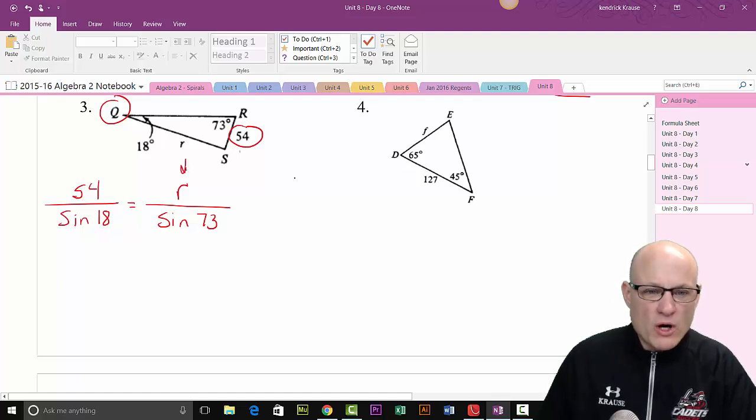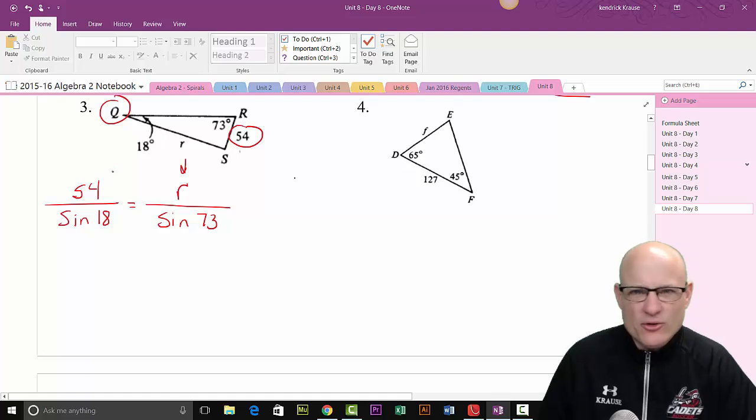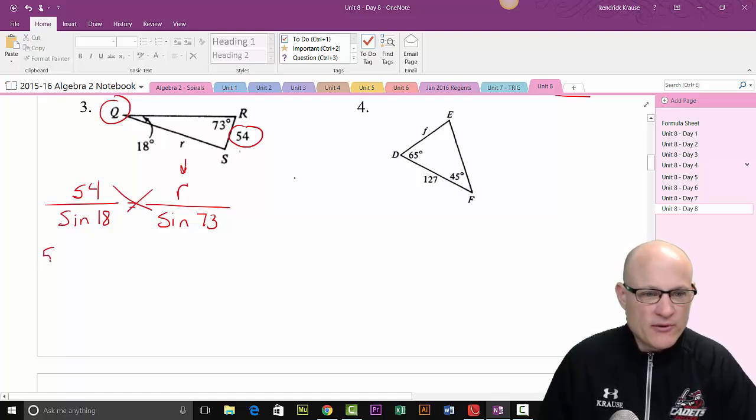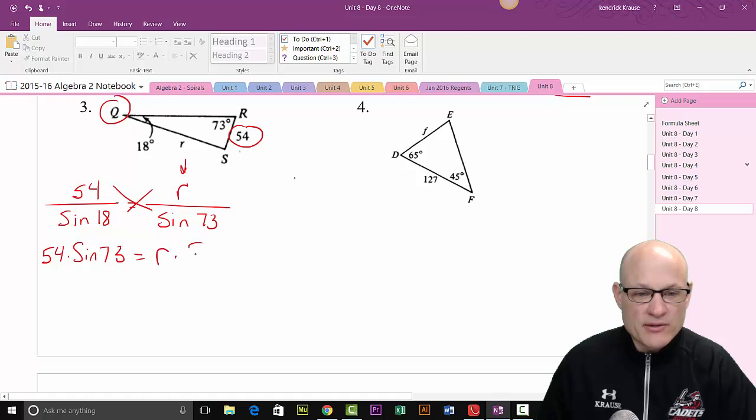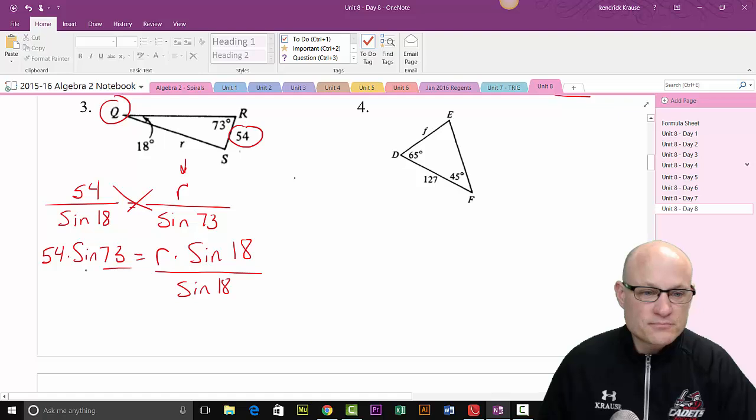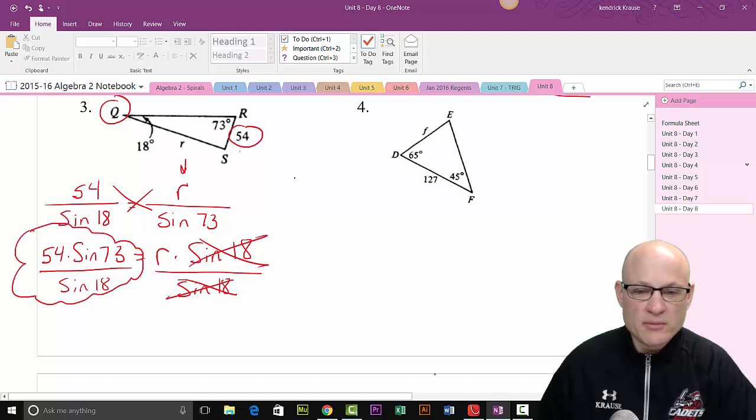But we should only have one thing we have to find. If you have two things, then you've got to do something else because it's not going to work. So we'll just cross multiply. So we get 54 times the sine of 73 equals r times the sine of 18. Don't use your calculator until you have completely solved for r. Divide by sine of 18, and these cancel. And so now I'm ready to put this whole thing into my calculator.